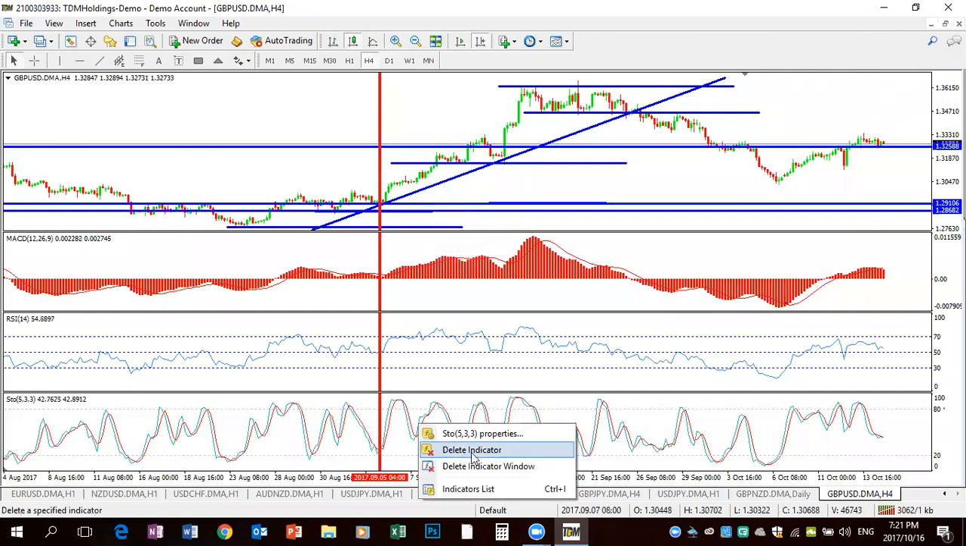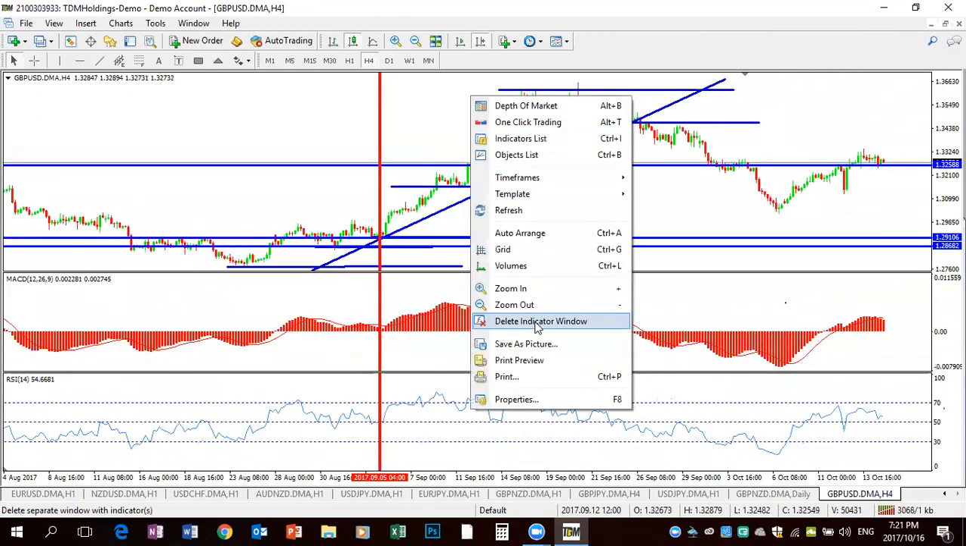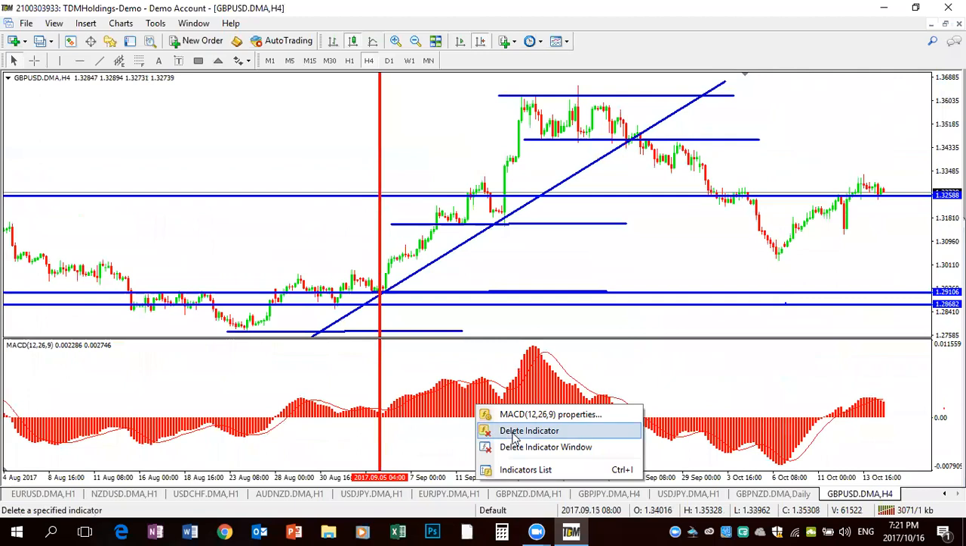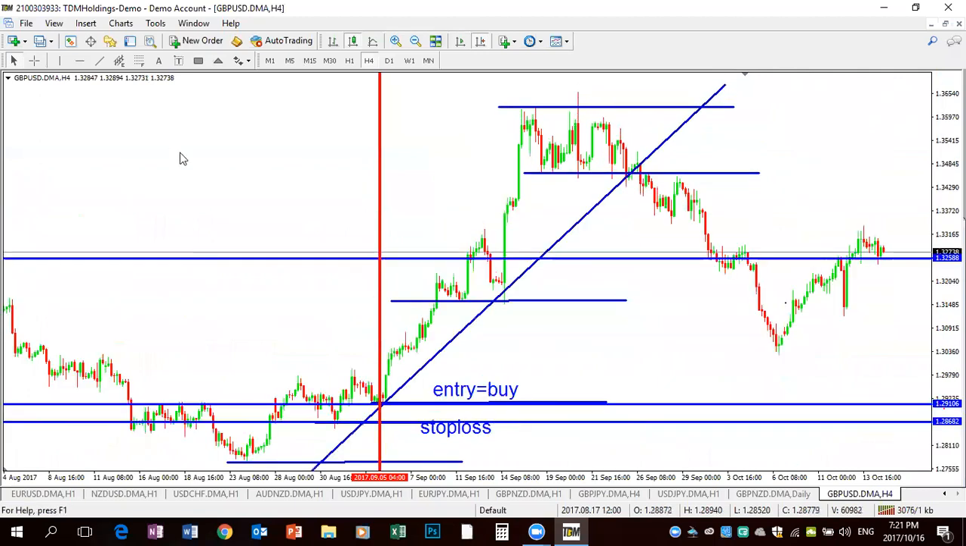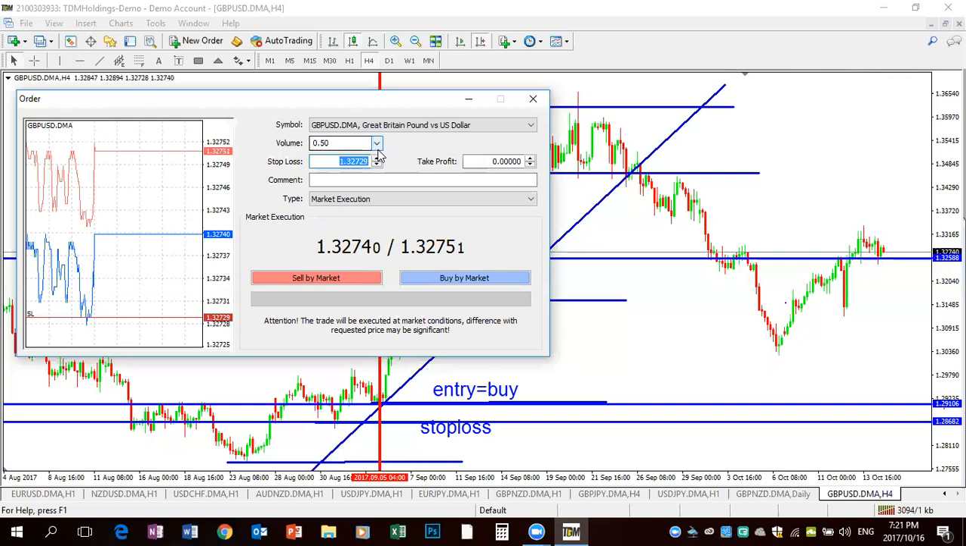If you want to delete your indicators, you right click and say delete. Guys, if you want to start a trade and place the order, you go to new order. That is our new order. What was going to be our stop loss? Our stop loss, this is the price.